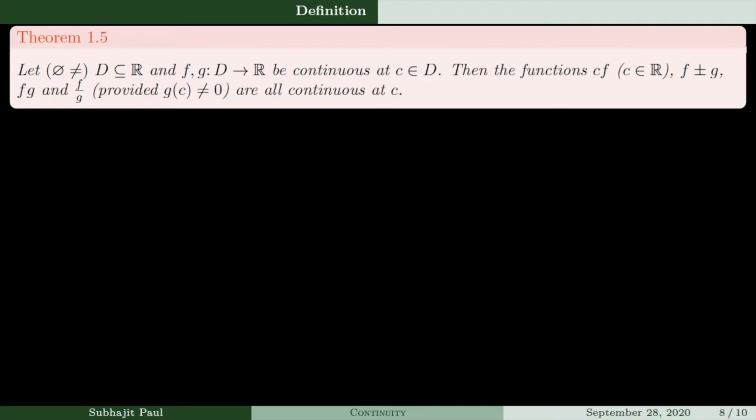We have one sequence xn converging to C, then f(xn) will converge to f(C), g(xn) will converge to g(C) since they are continuous at that point. So their sum f(xn) plus g(xn) will converge to f(C) plus g(C). f(xn) minus g(xn) will converge to f(C) minus g(C). f(xn) into g(xn) will converge to f(C) into g(C). f(xn) over g(xn) will converge to f(C) over g(C), and so on. So by sequential criteria, this is a one-liner proof, and we have seen this in case of limits, and the same thing is true in case of continuity as well. Okay, so this is stated as a theorem because of its importance, but this is actually a mere corollary.